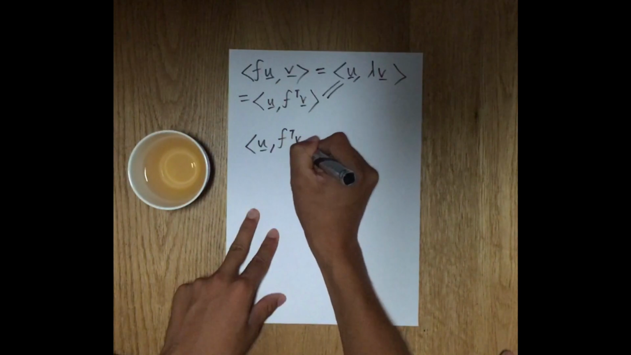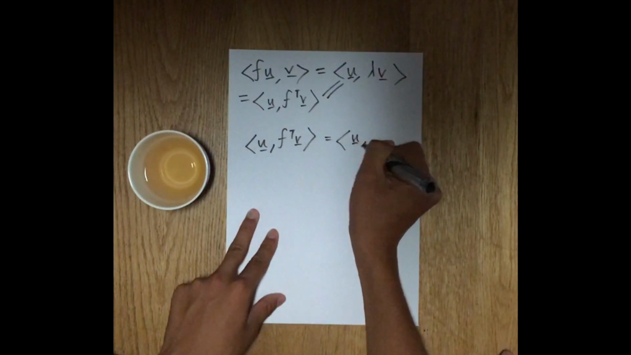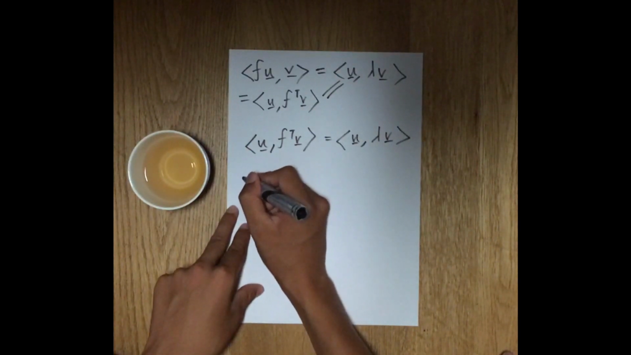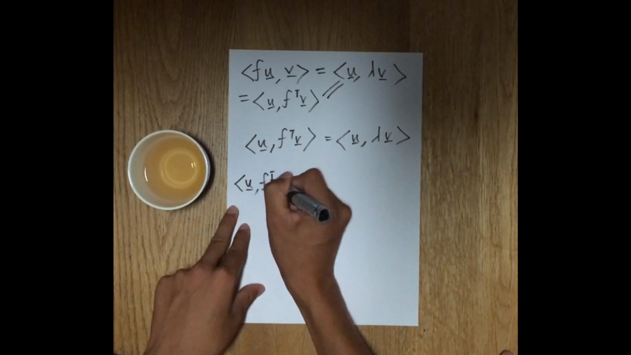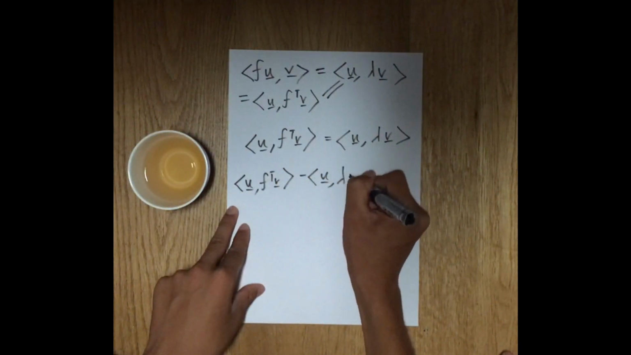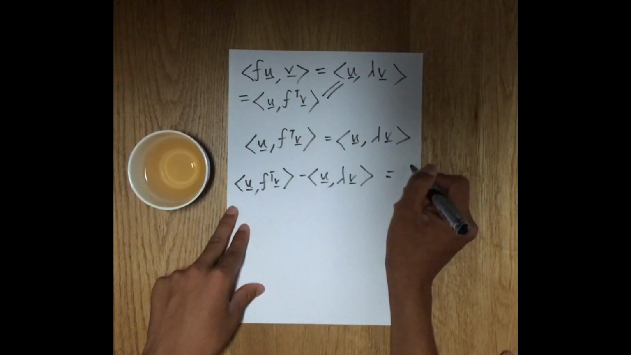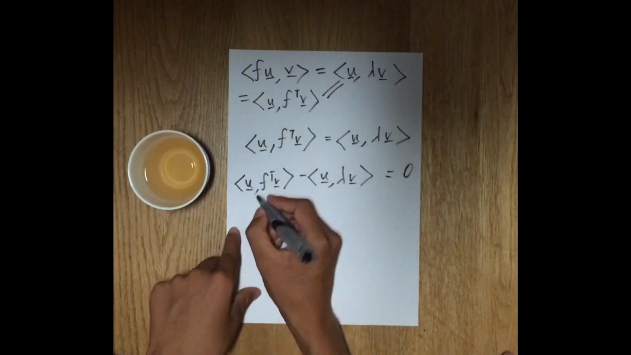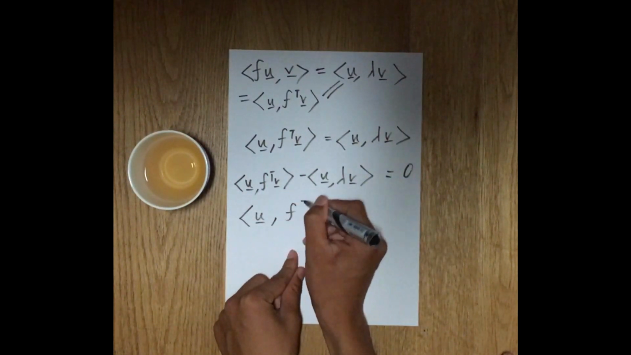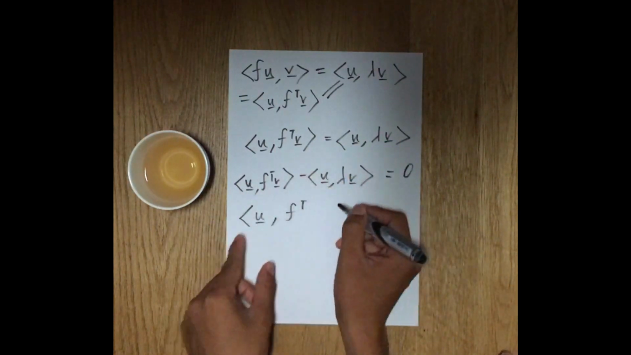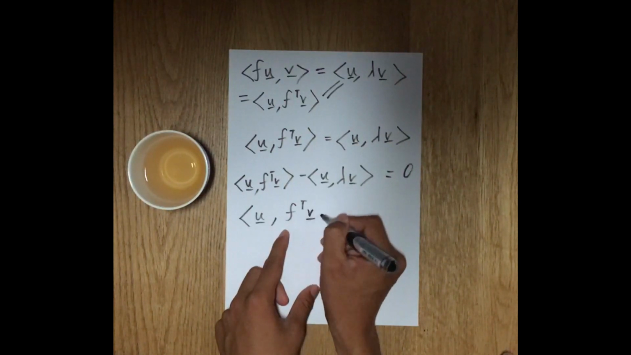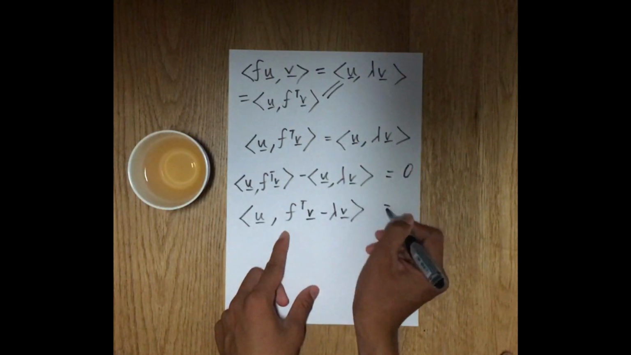U dot F transpose V is equal to U dot lambda V. Now we're going to subtract the right-hand side from each side. And the reason we do this is because these two inner products can be put together since they have the same first term. And inner products have a property called bilinearity. So what that means is, since the first slots are the same, we could, in a way, factor out the U from both sides and have the second slot combined.